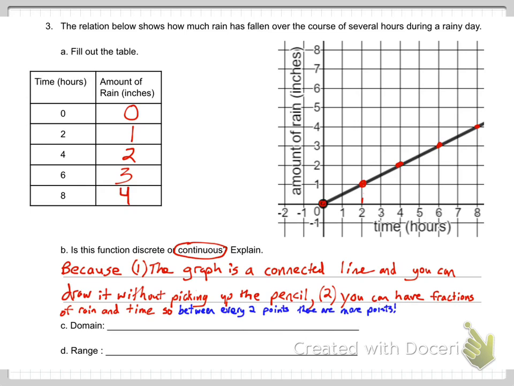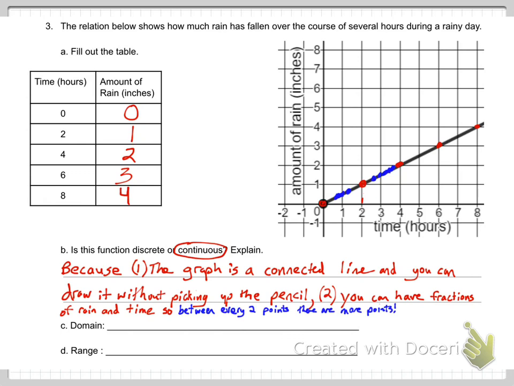And same with rain. You can talk about half an inch of rain or a quarter inch of rain or 1/10 of an inch of rain. So see all these points? All those points are reasons why this function is continuous.